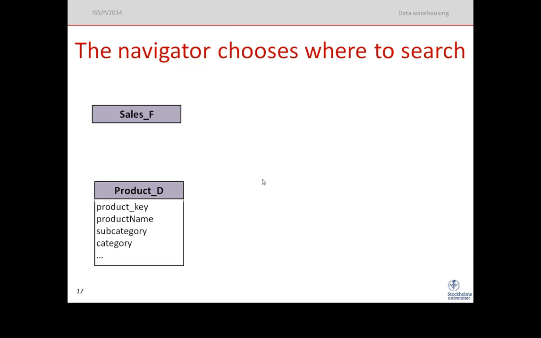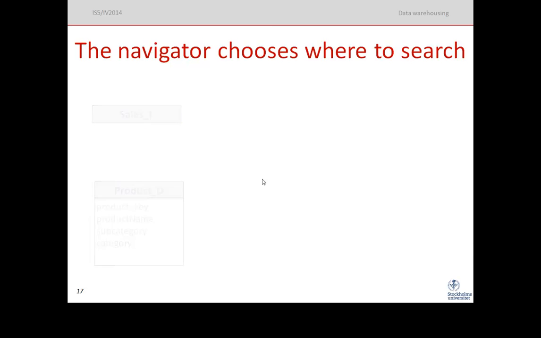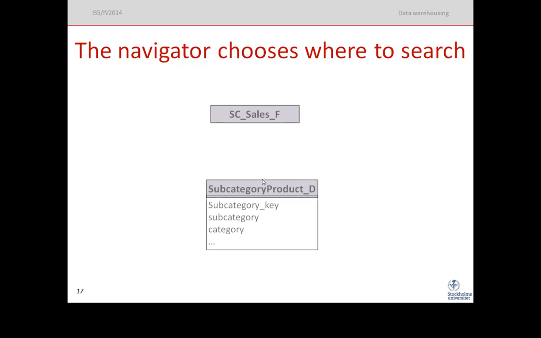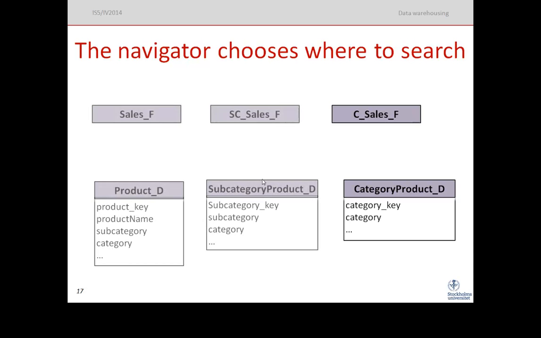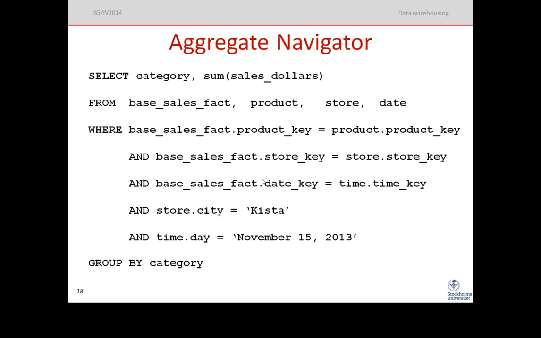So the navigator chooses where to search, if we should use the baseline table, the subcategory, or the category product, without us knowing. We just see the sales cube as end users. So this is just a simple example of how to rewrite the query.